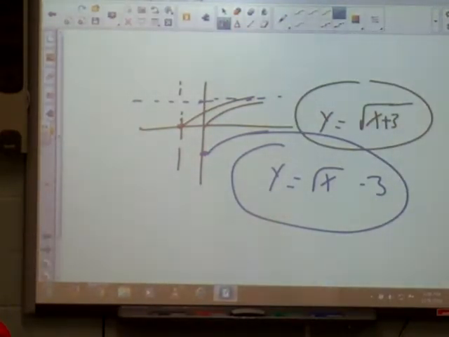Now, like I said, there's lots of different equations that would have satisfied those. I just tried to come up with some basic no-brainers.